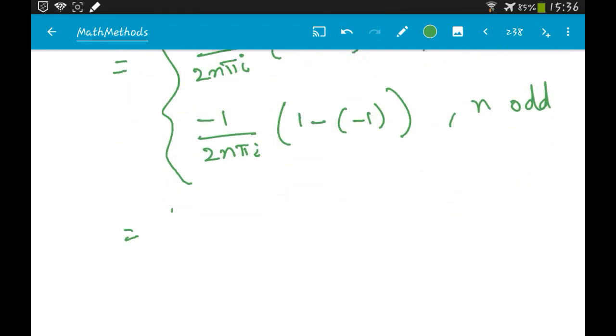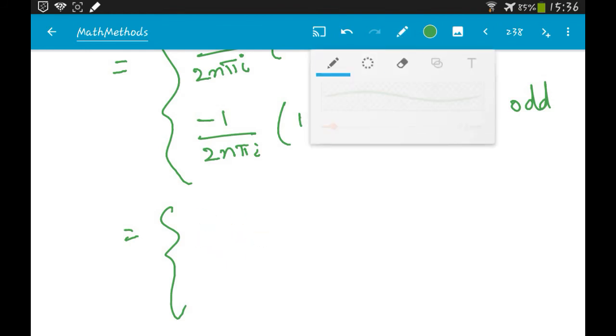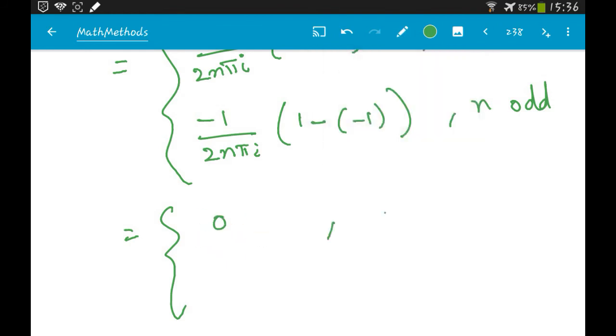So obviously this is going to be 0 when n is even, and minus 1 by nπi when n is odd.